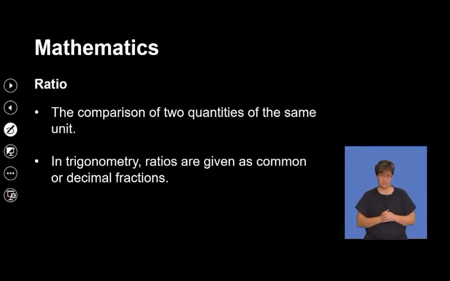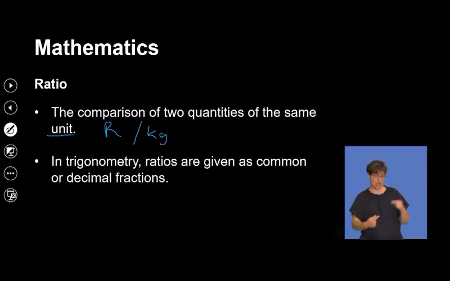Now, a ratio is the comparison of two quantities of the same unit, right? So I cannot compare rands to kilograms. That will not make sense. If I want a ratio of rands to something, it will have to be rands to rands, kgs to kgs, grams to grams. So it must be two quantities that have the same unit.